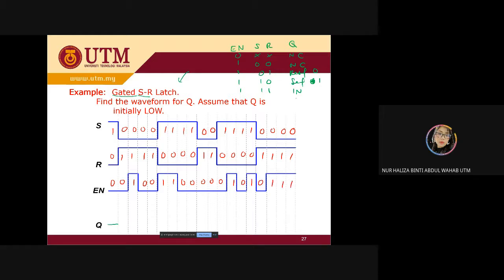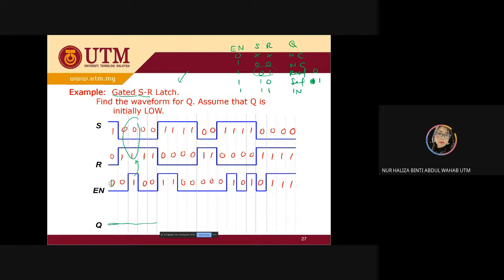Okay. Now how about our output? First we have 0, and then we meet another 0, which is no change. No change, no change, and then suddenly we have 1 here. If we have 1, we need to look into our input. Input now is 0, 1. 0, 1 will be reset, so it will remain 0. Now you have here 0, 0, no change, no change.